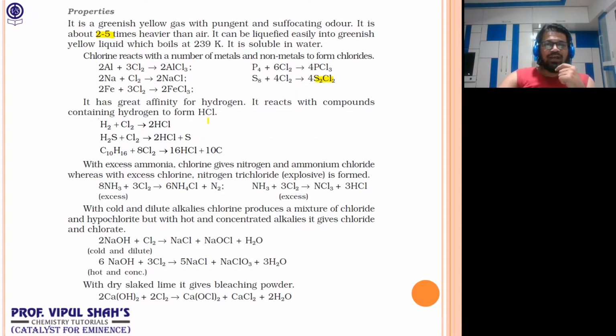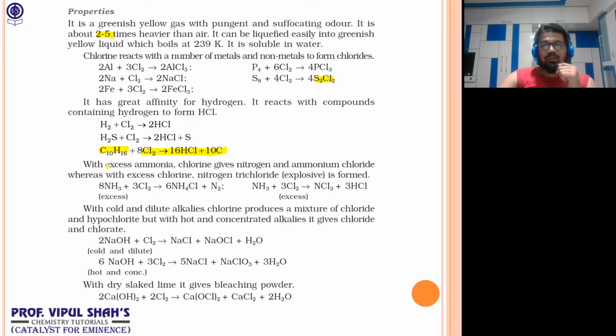It has affinity for hydrogen, so it reacts with compounds containing hydrogen, like H2S. And what is this compound, people? C10H16. Please specify, C10H16 is turpentine oil. It reacts with turpentine oil and reduces it to carbon. That's the important part, so just write there: C10H16 is turpentine oil, a hydrocarbon. So chlorine reacts with it and removes the carbon. That's one.